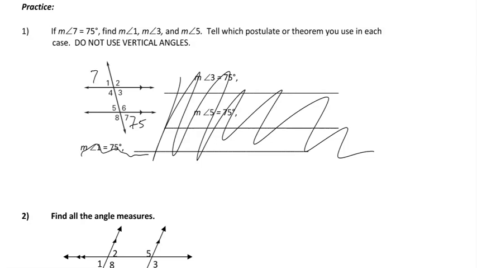1 is also going to be 75 because they're alternate exteriors and those are congruent. Figure out what 3 is. Bottom right, corresponding angles are congruent, so that's 75 degrees as well. And 5. Ooh, those are vertical angles, and vertical angles are congruent, so 75 as well. So we can use all the different theorems to be able to figure out different measures of angles.